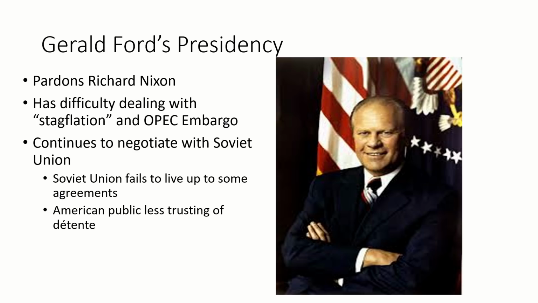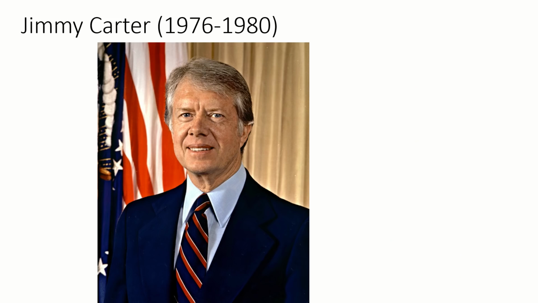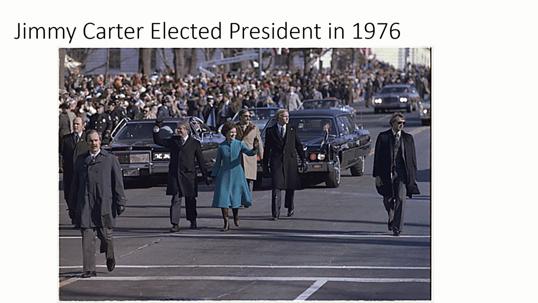So Gerald Ford fails to deal with the OPEC embargo, but he does continue to negotiate with the Soviet Union. However, many of Nixon's agreements were not lived up to in the end. And what happens throughout the mid to late 1970s is the American public becomes less and less trusting of this idea of détente with the communist powers. And so in 1976, Jimmy Carter is elected president, and he comes in very hopeful that he will be able to deal with some of the crises that Gerald Ford was unable to.